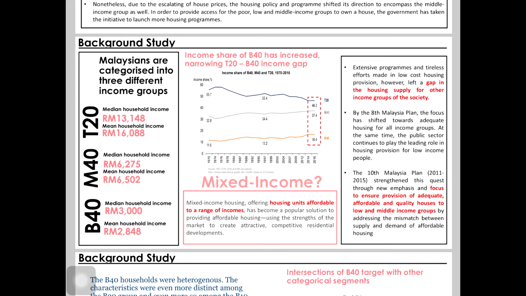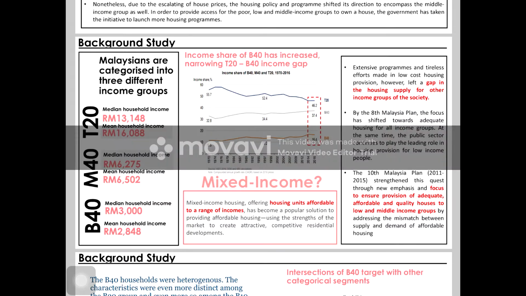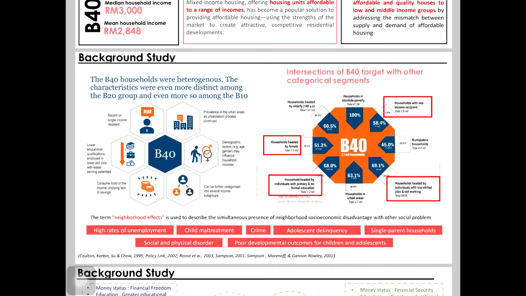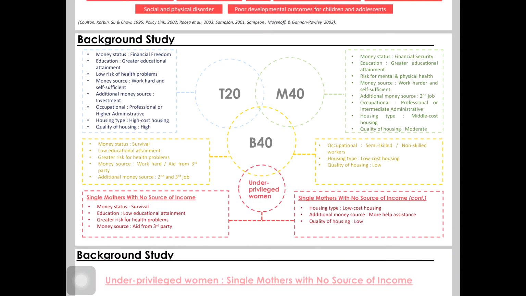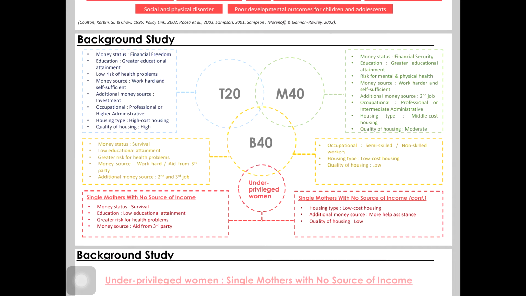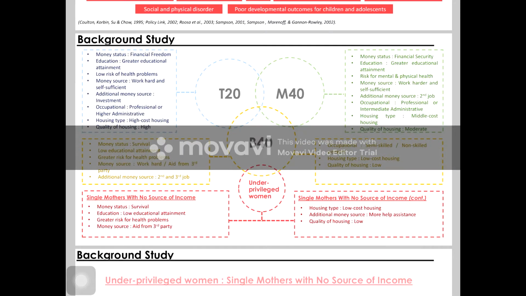So this creates an opportunity for me to design a social housing that includes all income groups in Malaysia in one social housing. This is a diagram that shows the percentage of B40 households. Although I would like to include all income groups in one community, I also have a specific target group that I would like to cater to, which is underprivileged women. The reason I would like to include all the income groups surrounding the underprivileged women is because I would like to create a sustainable community within a housing territory.